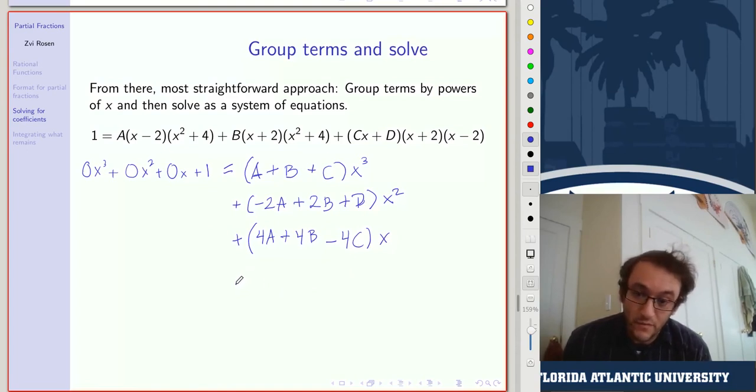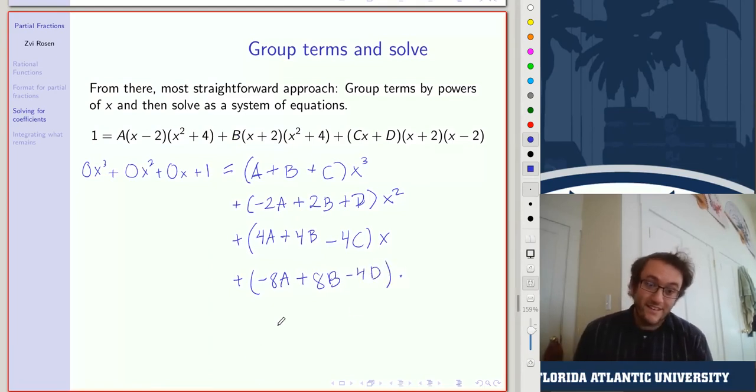And finally, we're going to have the constant terms, which are minus 2 times 4 is minus 8, so that's minus 8a. And then from this term, we get plus 8b. And from the final term, we get minus 4d. Okay. So this is some work. Another way to do it would just be to FOIL out each term and then look through what happens after you FOIL to get all of the x cubed terms, x squared terms, etc. But you should get the same answer as I did here.